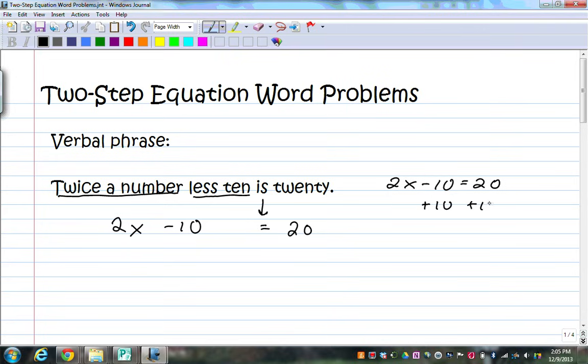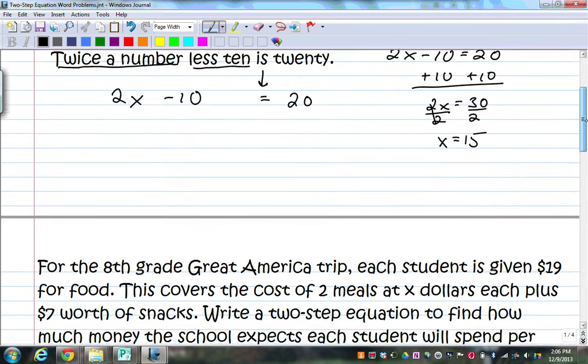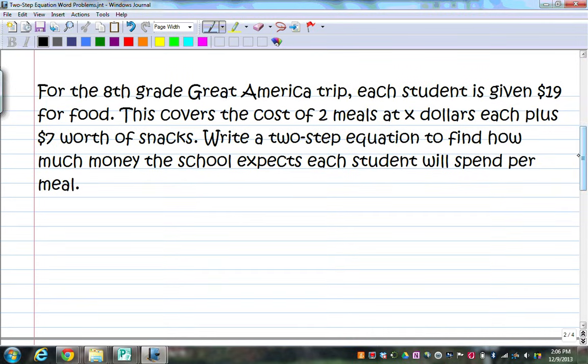And what we'll do is we'll add 10 to both sides to solve this, and we have 2x is equal to 30. Divide by 2 on both, and x is equal to 15. And then you can perform a check if you like. But let's move on to a word problem. Those are more fun.